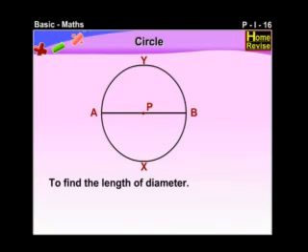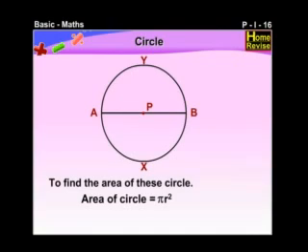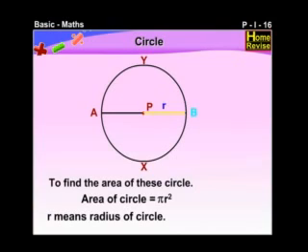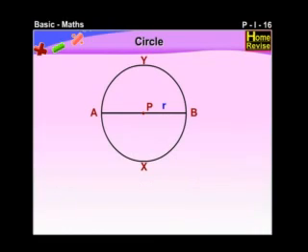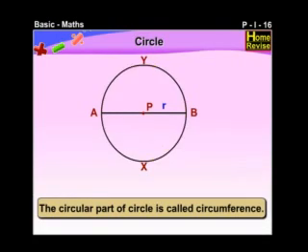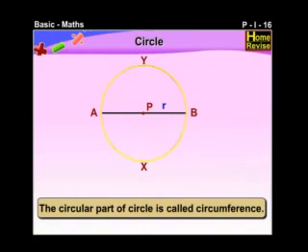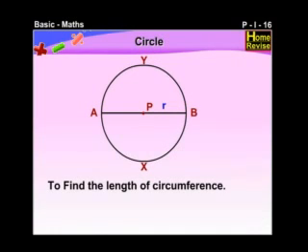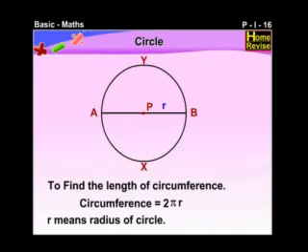To find the length of a diameter, one formula is there. Diameter is equal to 2 into r, that is radius of the circle. To find the area of this circle, one formula: area of a circle is equal to pi r square, where r means radius of the circle and value of pi is equal to 22 upon 7 or 3.14. Now circumference of a circle. What is meant by circumference? The circular part of the circle is called circumference. To find the length of this circumference, the formula is circumference is equal to 2 pi r, where r means radius of the circle, value of pi is equal to 22 upon 7 or 3.14.